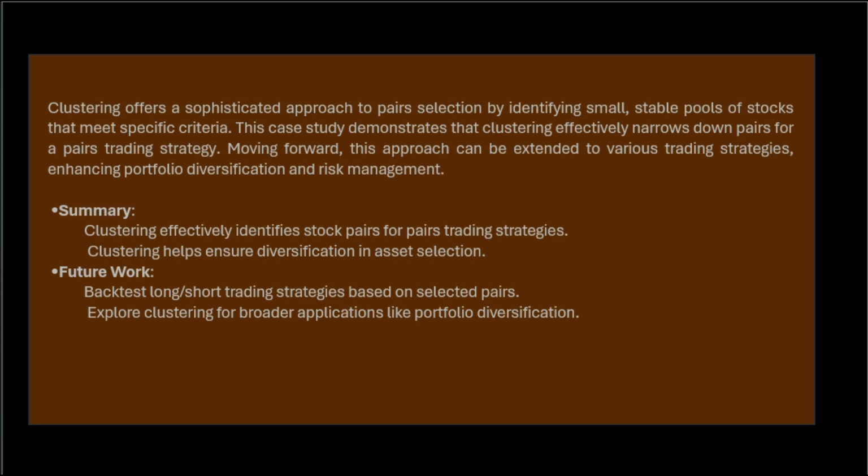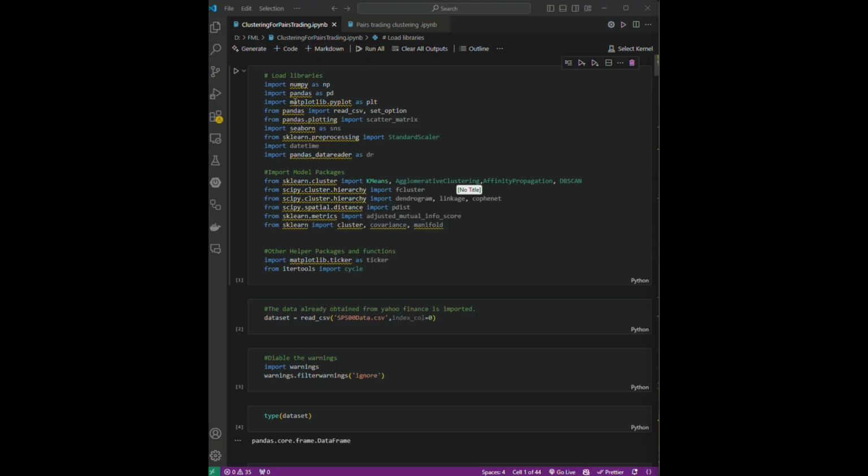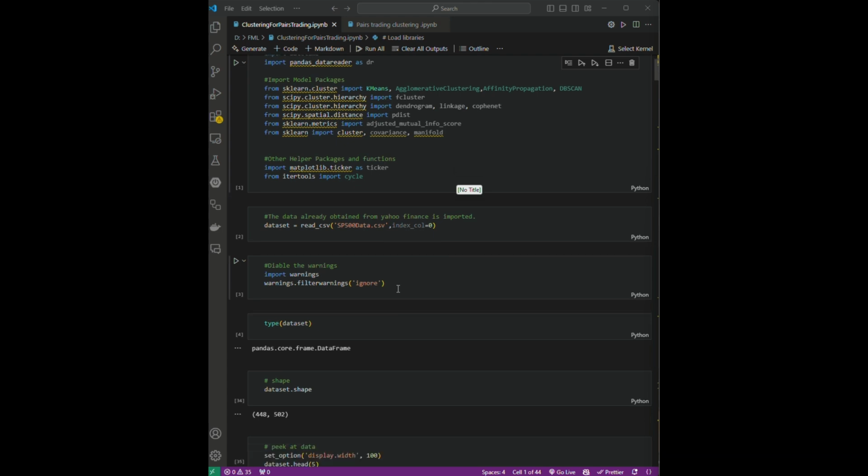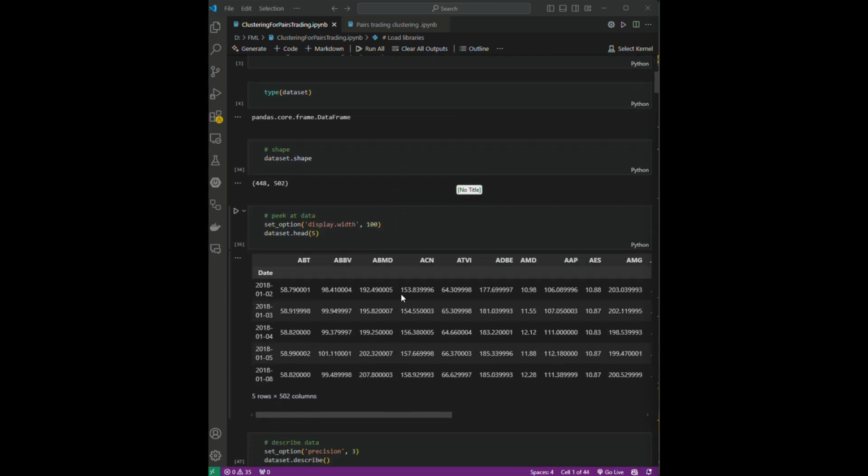Now, let us go with the demo of how it can be performed in a virtual environment. Let us go through the demo of pair trading. For the initial step, we have imported the necessary libraries and model packages, which would be useful for us to render this. Now we have loaded the CSV file. Now we are using the SP500 data CSV, which we have downloaded from Yahoo Finance.